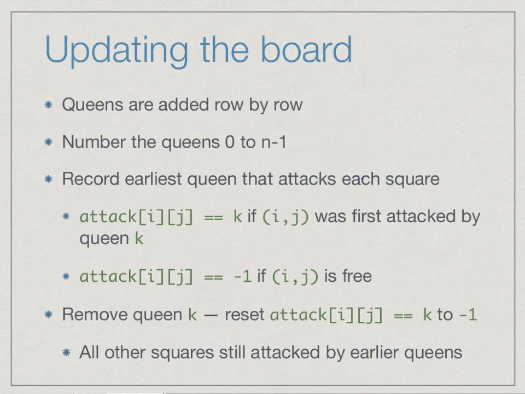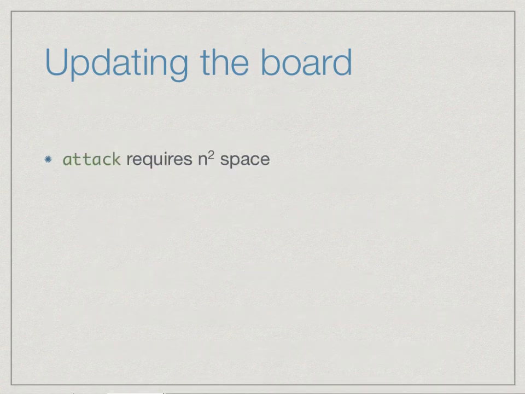So we are going to now keep an attack array which says that attack[i][j] is k if it is first attacked by queen k, and when we remove queen k, we reset it to -1, saying that that square is free, precisely if the value is currently k. Now this would work. The only difficulty is that it requires n squared space. We saw that we could replace the board, an n by n array with zeros and ones, by a single array which had board[i] equal to j.